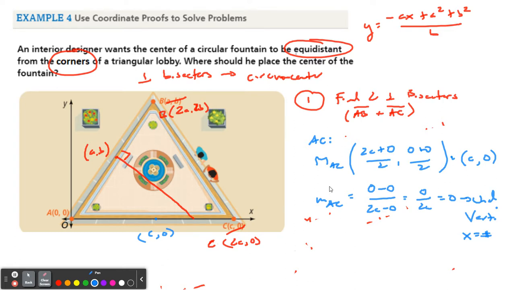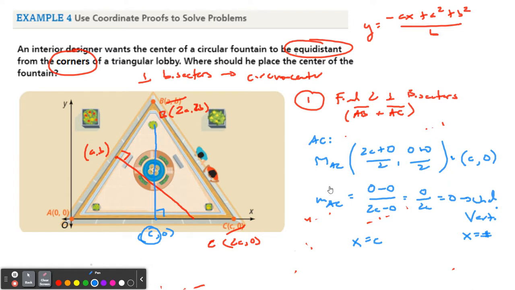This line is going to go right through this point. So it has an x value of C. So the equation of the perpendicular bisector to AC is x equals C. Beautiful.